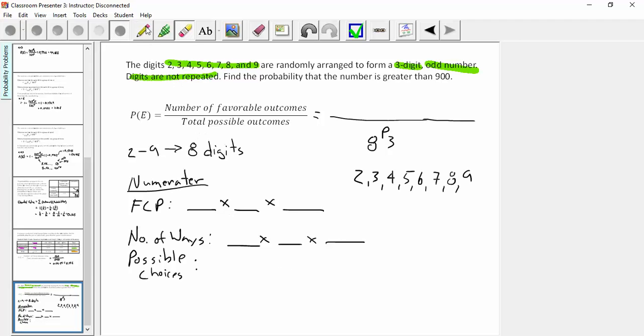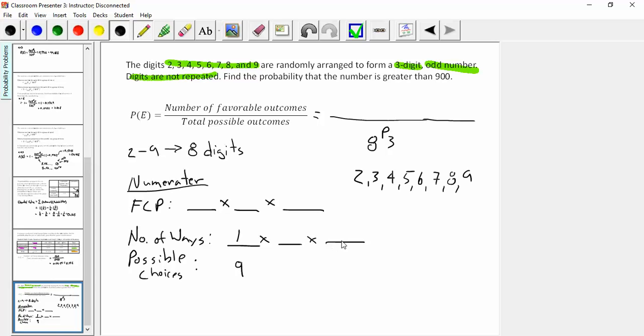Okay, so first of all, it's going to be a 3-digit odd number, and it's going to be greater than 900. Well, there's only one number we can put in to make this 3-digit number greater than 900, right? We got to put our number 9 in there. So this is an odd question, but how many ways can I select the number 9? Again, I'm working on the FCP part. Well, there's only one way I can select the number 9, and there it is.